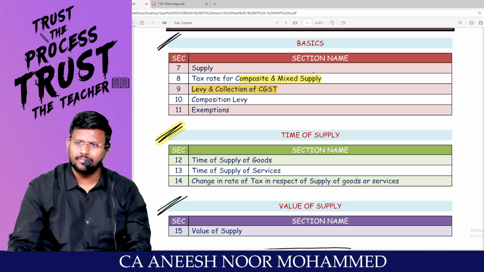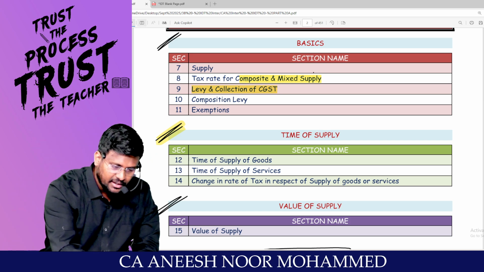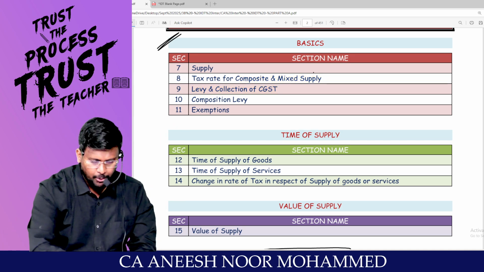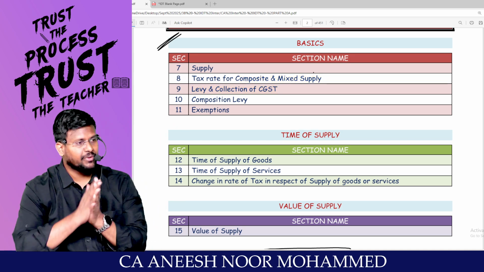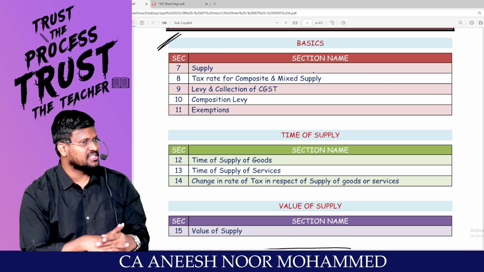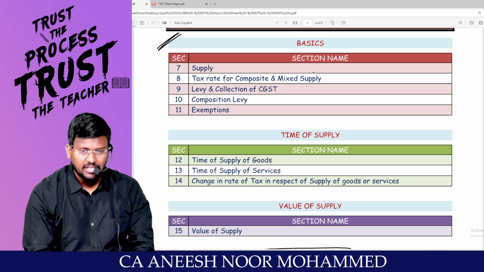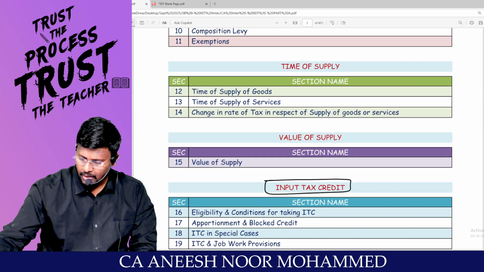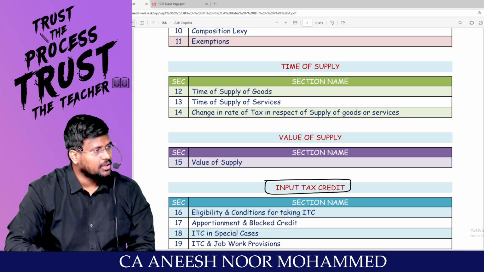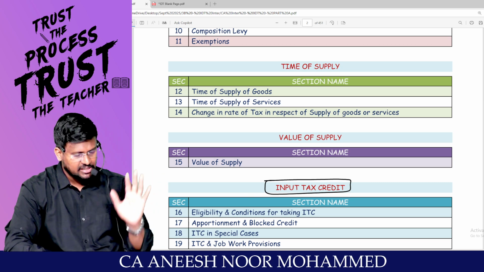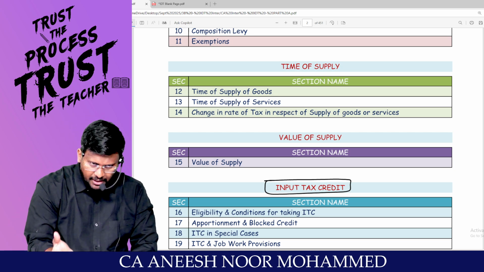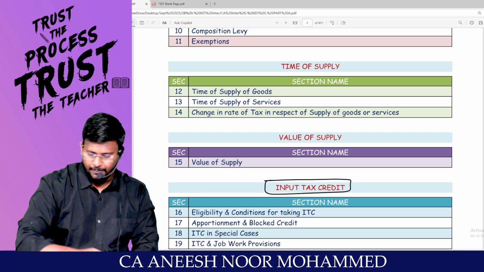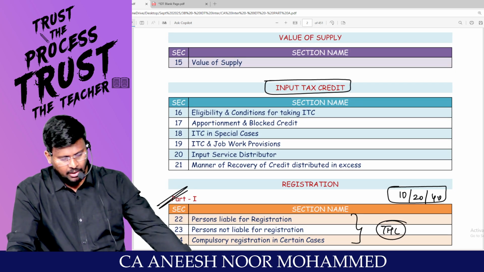What is section 7? Section 8. Tax rate for composite and mixed supply. Section 9. Levy and collection of CGST. Section 10. Composition levy. Section 11. Exemption. Section 12. Time of supply of goods. Section 13. Time of supply of services. Section 14. Time of supply in case of change in rate of tax. Section 15. Value of supply.